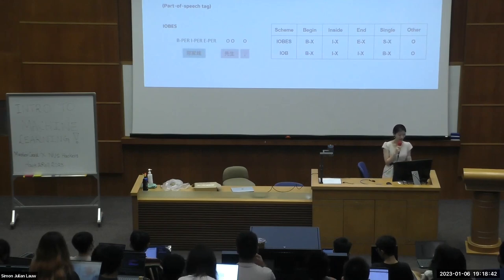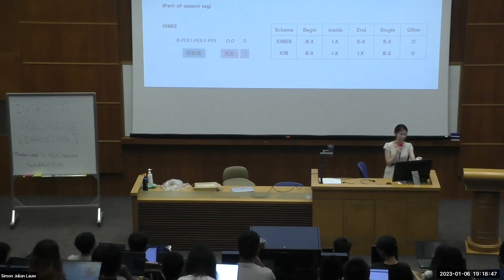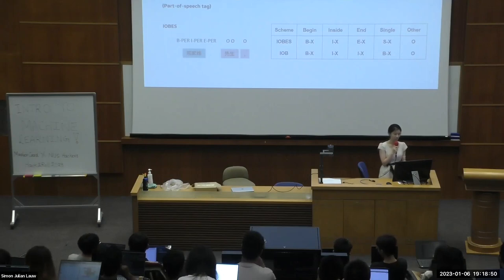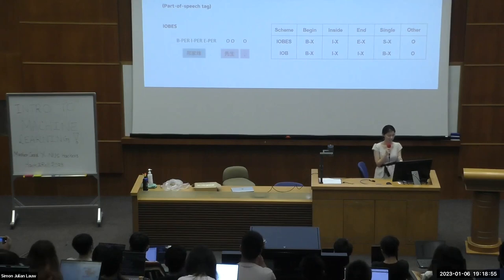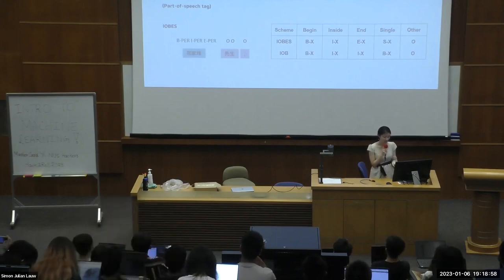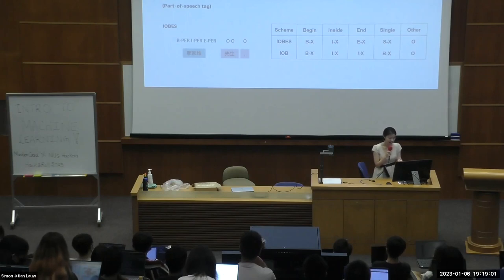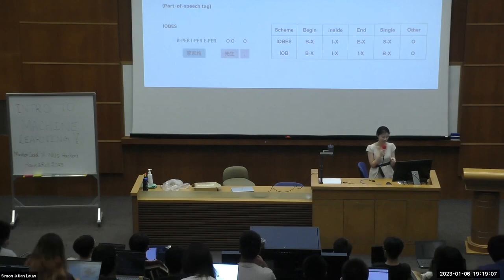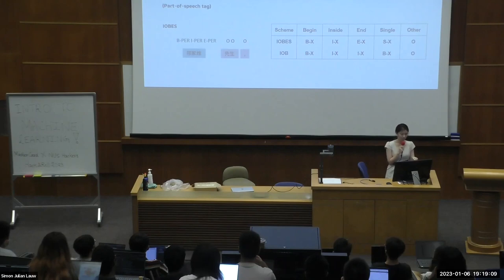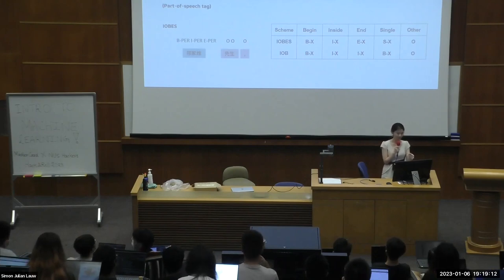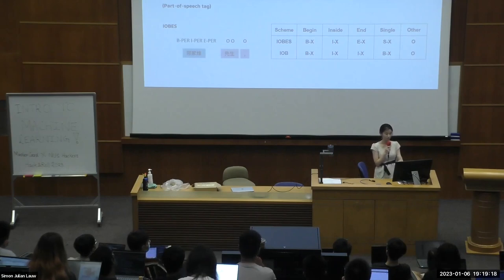And so in my research, I found three types of tagging schemes, which are part of speech tags, which label each word with its part of speech, and the IOBES scheme and the IOB scheme. I stands for inside, O stands for other, B stands for begin, E stands for end, and S stands for single. So if we label it, it will look like begin of person, inside of person, end of person, then others will be labeled as O.